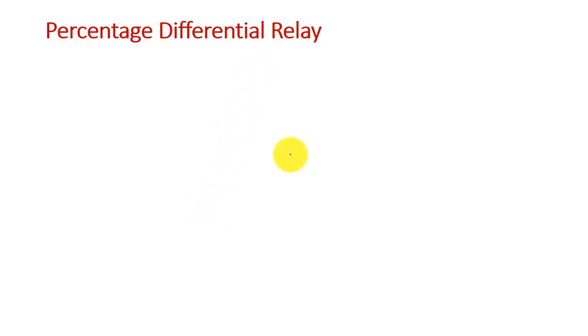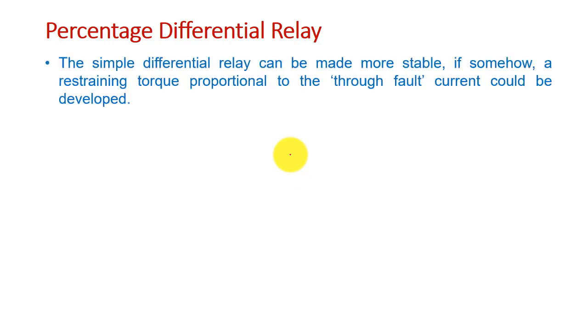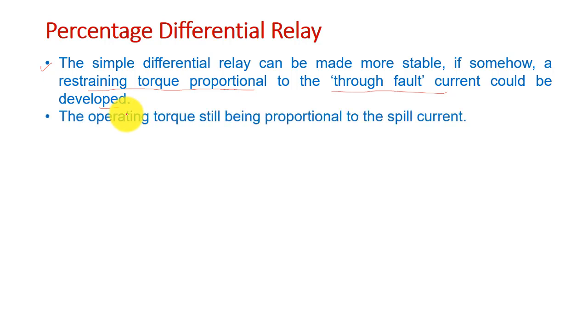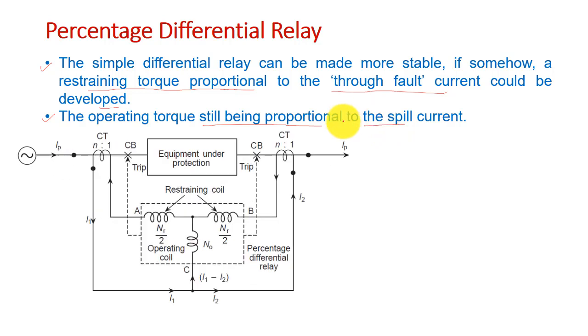So what is this percentage differential relay? The simple differential relay can be made more stable if somehow a restraining torque proportional to the through fault current could be developed, as we discussed. The operating torque is still proportional to the spill current, but there will be a restraining torque proportional to the through fault current. Therefore, it will oppose the operating torque produced because of the spill current, right.